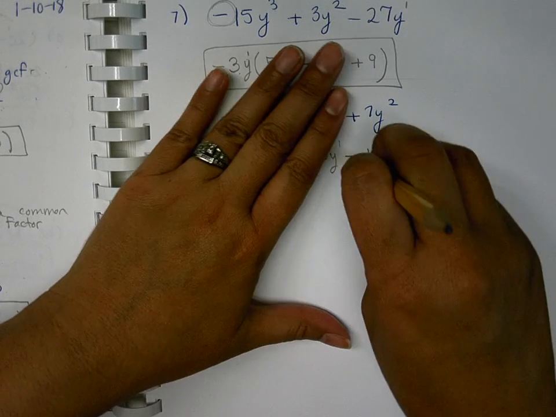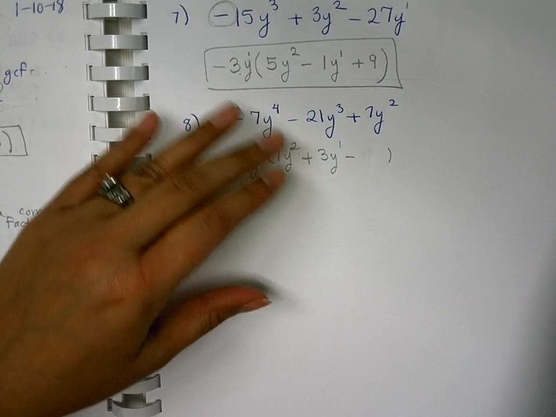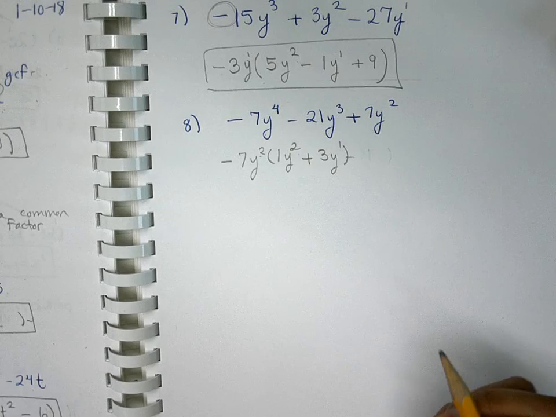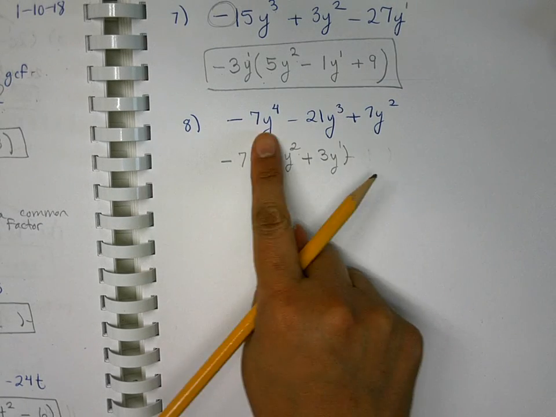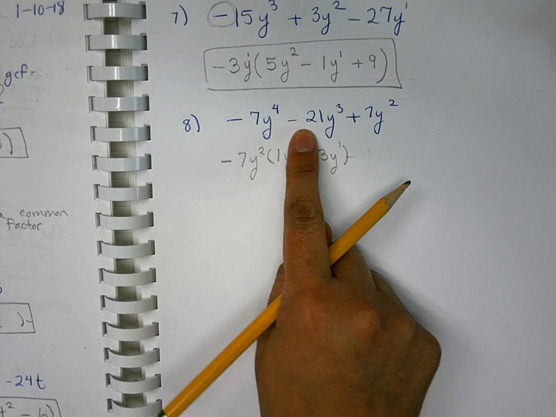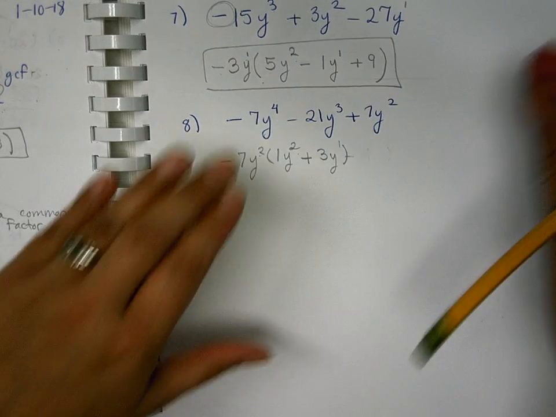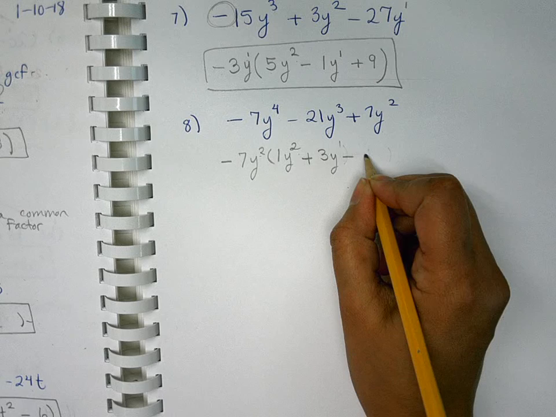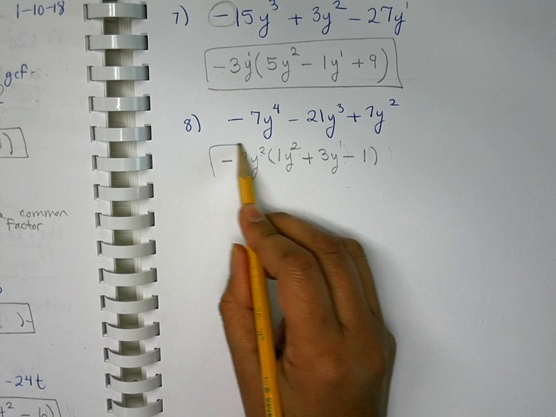I often have kids do this, and they'll say, well, I pulled it out. It's gone because I took it all out and I'm left with this. How can you tell that's wrong? How many terms? 3. And how many terms here? 2. So you know right off that is wrong. So what did the student forget? They forgot to put a -1. That's probably one of the biggest mistakes kids make on these type of problems.